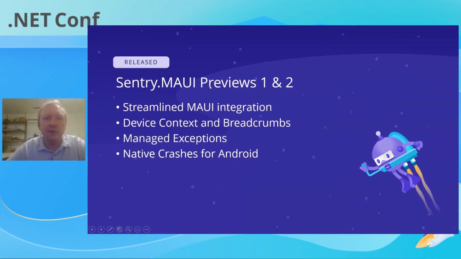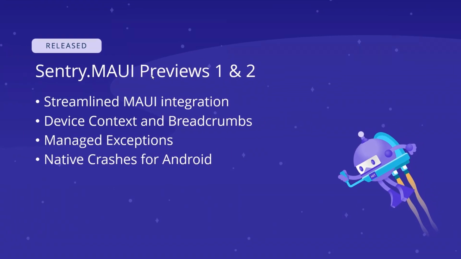I want to talk to you a little bit about where we're at and where we're going. So we've currently released 2 previews. We're at preview 2 right now. We have streamlined our MAUI integration, so it's a simple use Sentry in your Sentry build, on your MAUI app builder. We've given you device context information and breadcrumbs specific for MAUI. We support managed exceptions on all platforms. That's iOS, Android, Mac Catalyst, and Windows. And we have native crash support for Android.